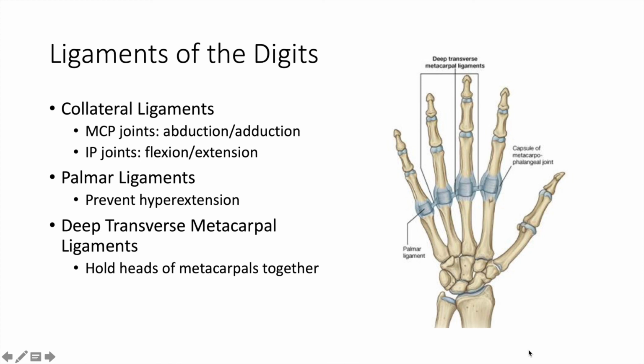Ligaments. So we've got collateral ligaments, our MCP joint, that abducts and adducts, those collateral ligaments, and then at the IP joints, they flex and extend. The palmar ligaments prevent hyperextension, and then our deep transverse metacarpal ligaments hold the heads of the metacarpals together.